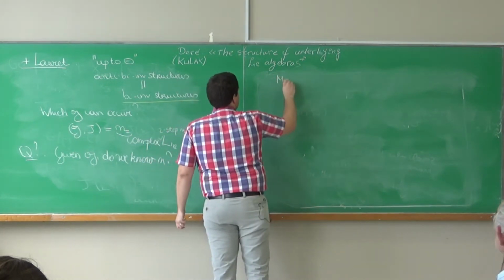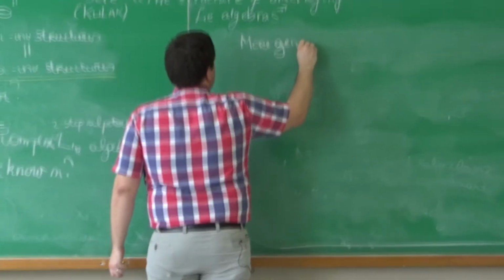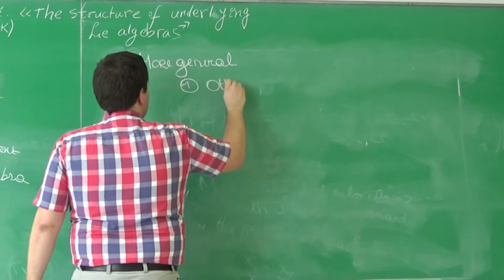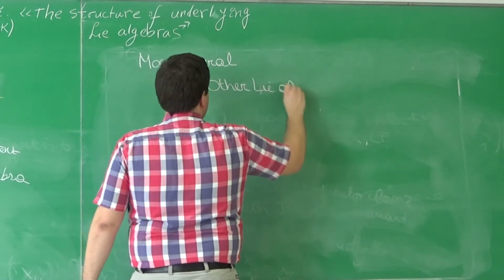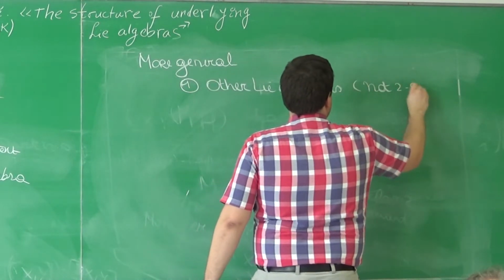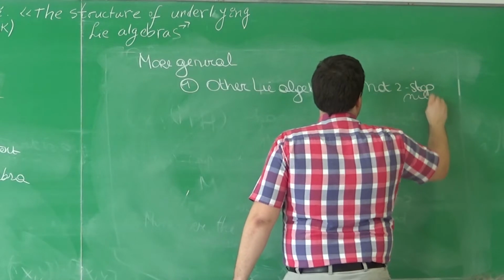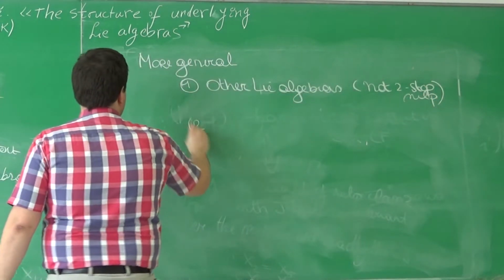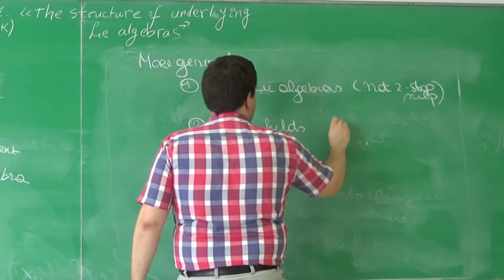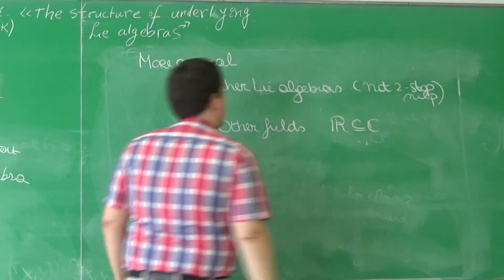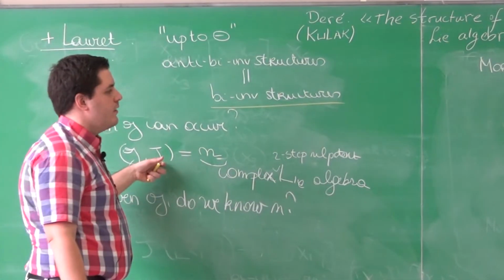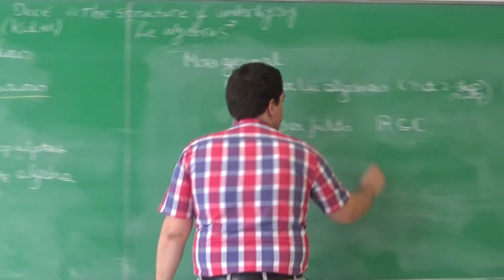So the more general question goes in two ways. One, other Lie algebras, meaning not just two-step nilpotent. And also other fields. So now you have the reals and the complex numbers. So you go from a complex Lie algebra and you forget that it was complex when you go to the real. You could also do it for other fields.